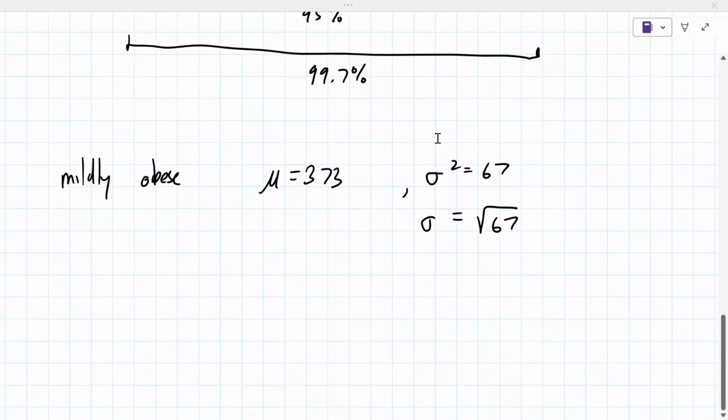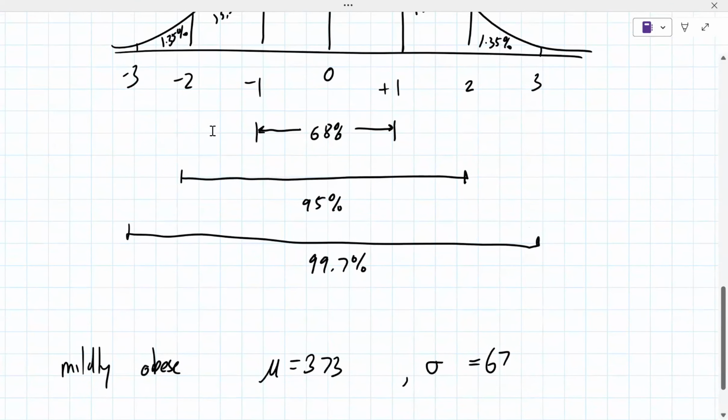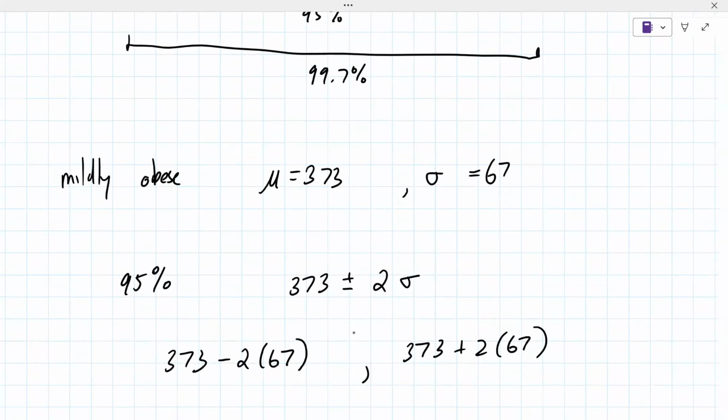Okay. So we actually are going to use that. It's just important because I don't want to give you the wrong answer, but you have to basically add and subtract two sigma for the 95%. That's what this middle one says. Let's just go two smaller, two larger. So you're taking 373 and subtracting 2 times 67, comma, 373 plus 2 times 67.